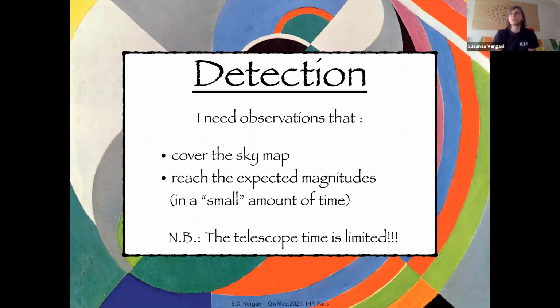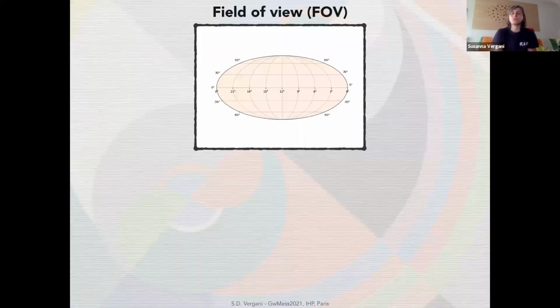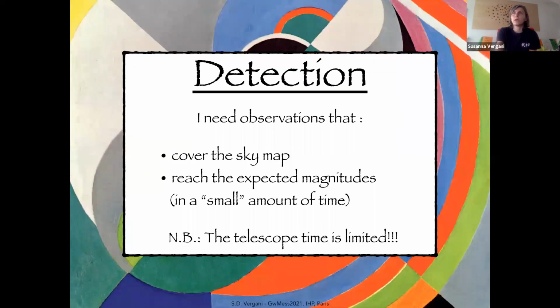So we don't have hundreds of hours of time to use for this research in general. There are some telescopes that are dedicated to that, but most of them are not. So we have to fight to have time to perform our observations, okay? So do we have such facilities that allow us to cover the sky map and reach the magnitude in a small amount of time?